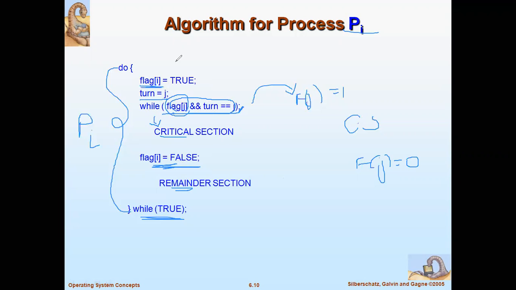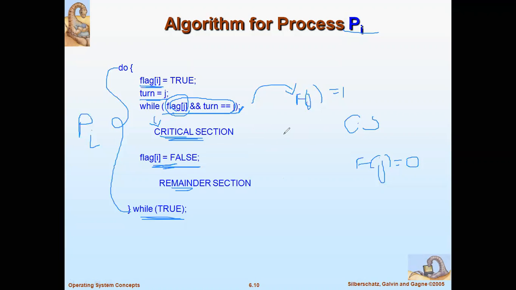Similarly, for process Pj, I can modify this as flag J is equal to true, which means J is interested to enter, but it will give a chance to process I. It will check if I is interested and turn is also I. That means it will allow I to enter its critical section. If I is not interested, then J can enter its critical section, and after it is done, it can set its flag to false. That is how P0 and P1 alternately go into their critical sections, providing a solution to the critical section problem.